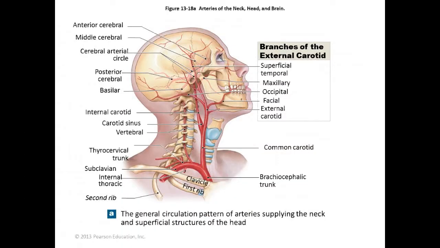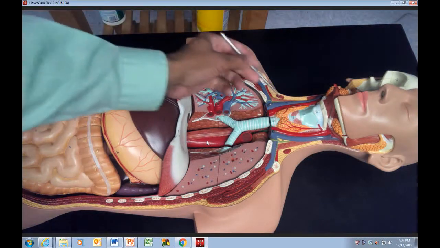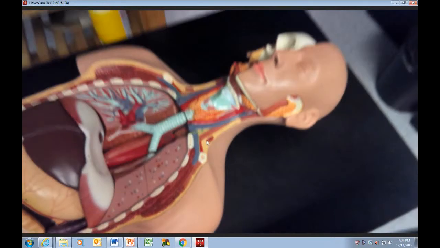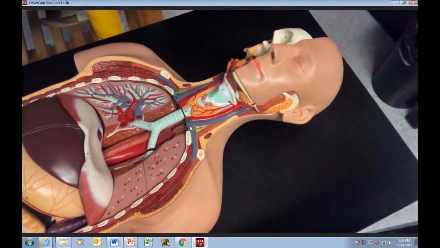So let's look at, right, here's your common carotid. There's your common carotid. Follow the common carotid.